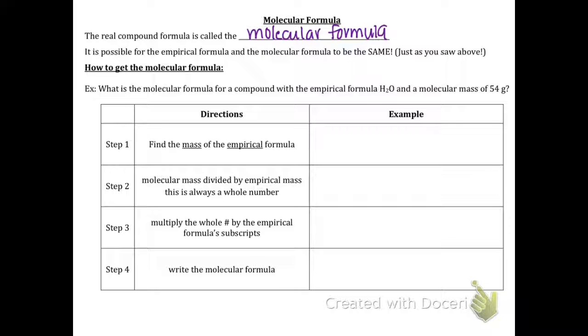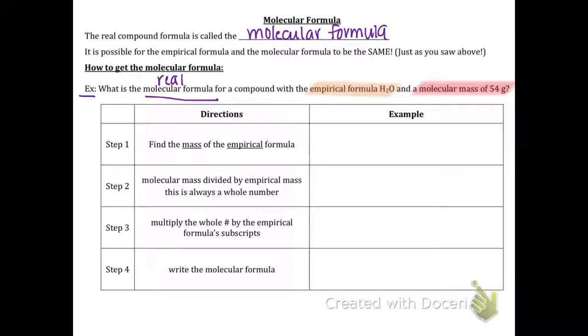It's 4 steps, okay? So here's the example. What is the molecular formula? So it wants the real formula. What is the real formula if it has an empirical formula of H2O and a molecular mass of 54 grams? Okay, so here are some key hints here.